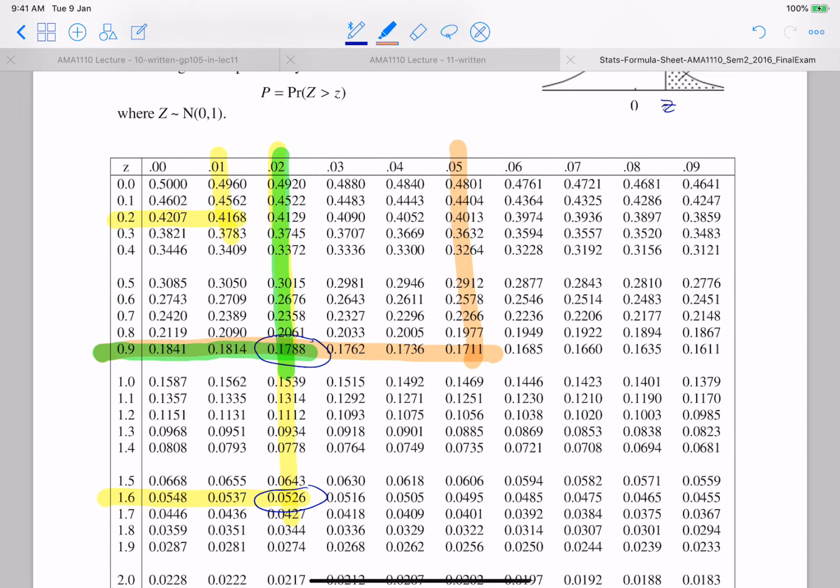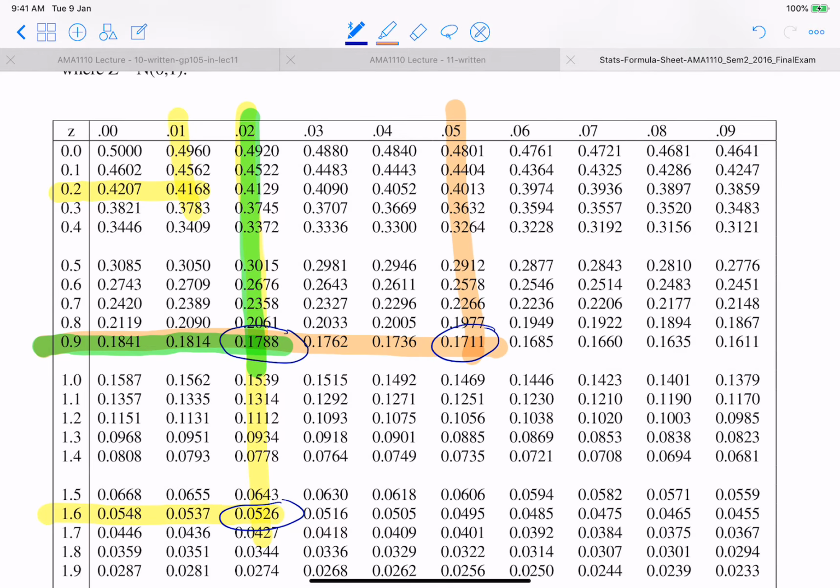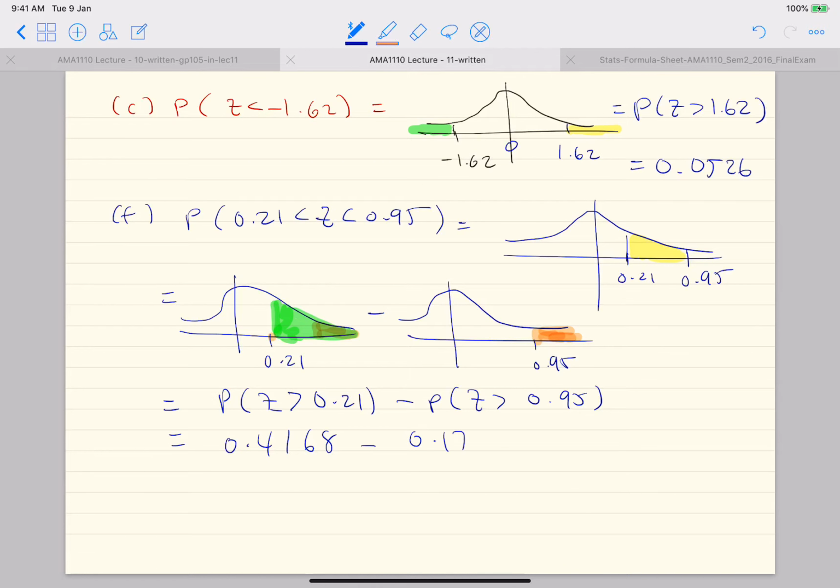0.95. 0.17. Plug that into your calculator, you get 0.247. Okay, so that's how you figure out areas under the curve with the standard normal distribution.